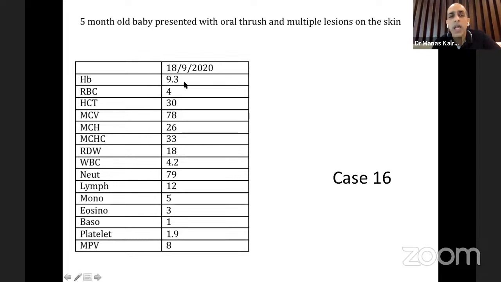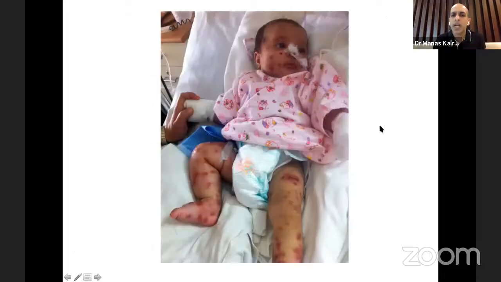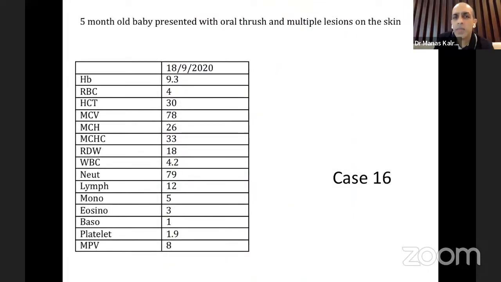You see that this child has hemoglobin 9.3. You see that the WBC is 4.2. The neutrophils are 79 and the lymphocytes are 12%. This child has got multiple skin lesions. Look at this baby. This is a young baby with such a severe infection on the skin. Now, can CBC help you to make a diagnosis?